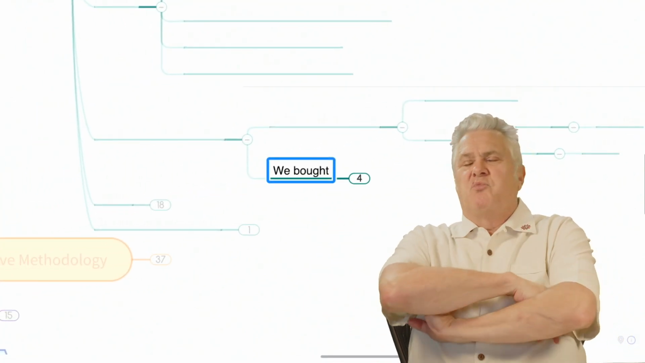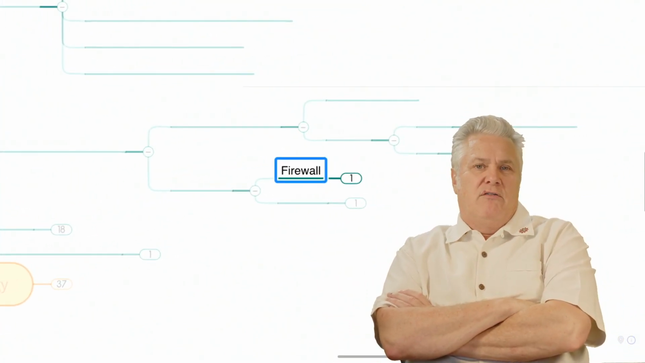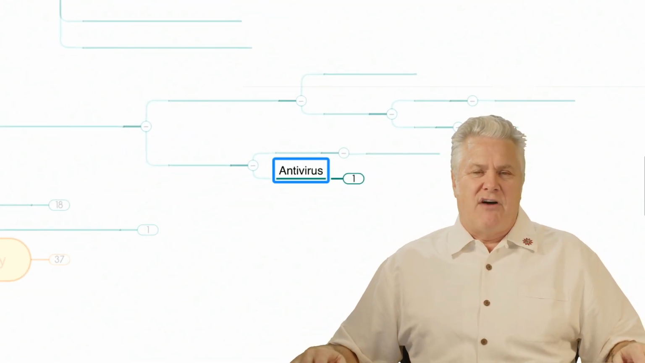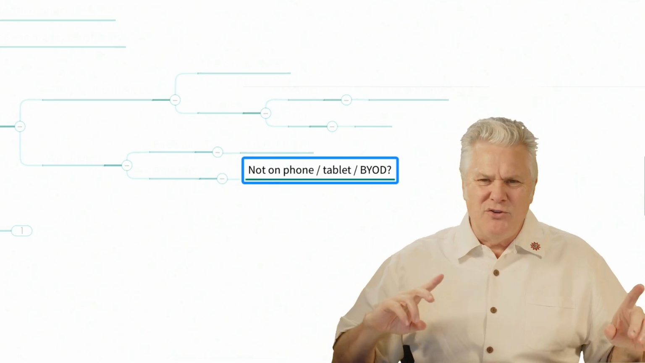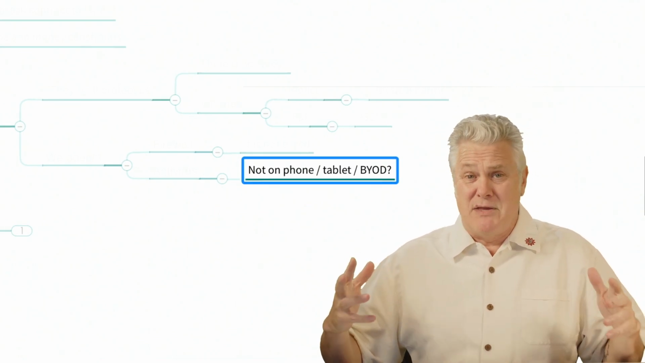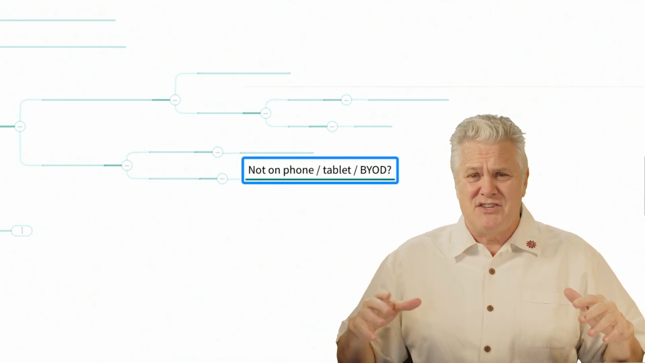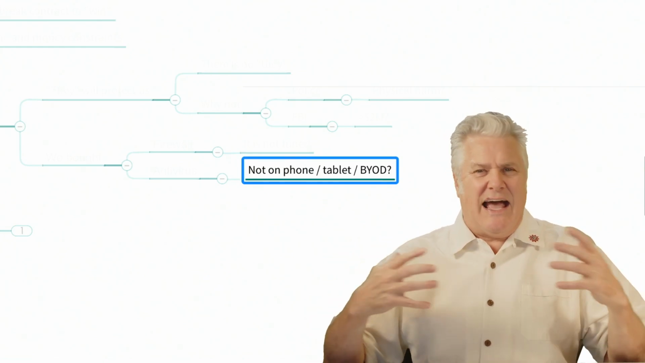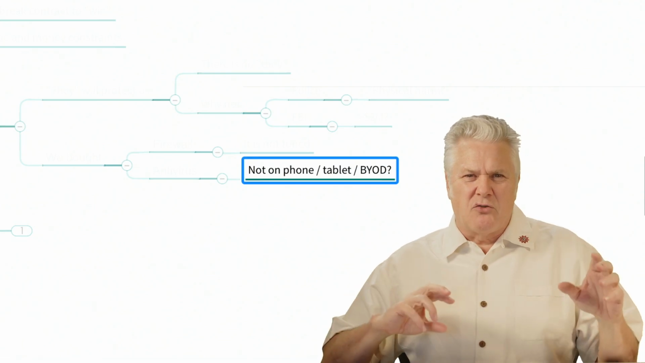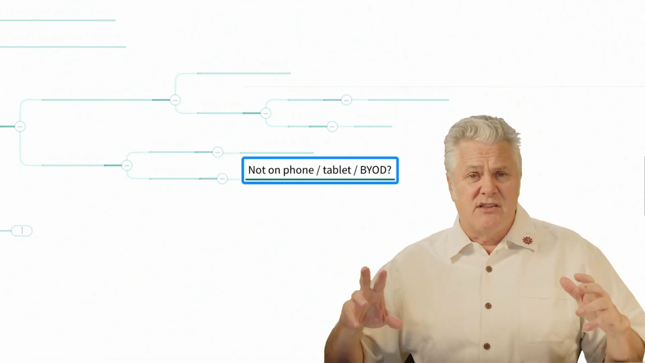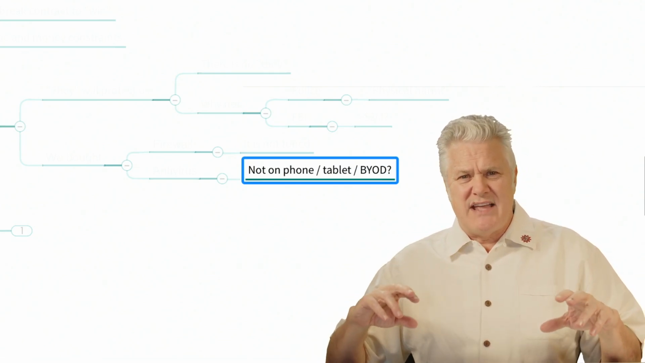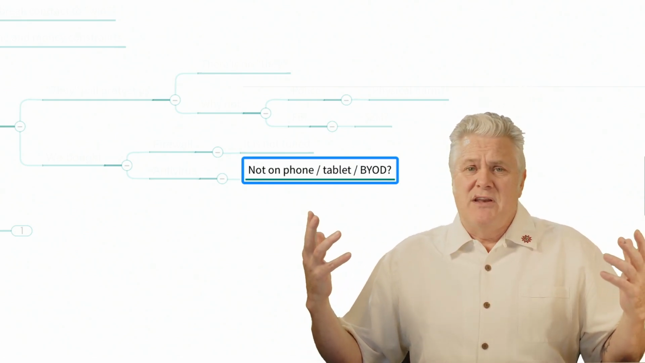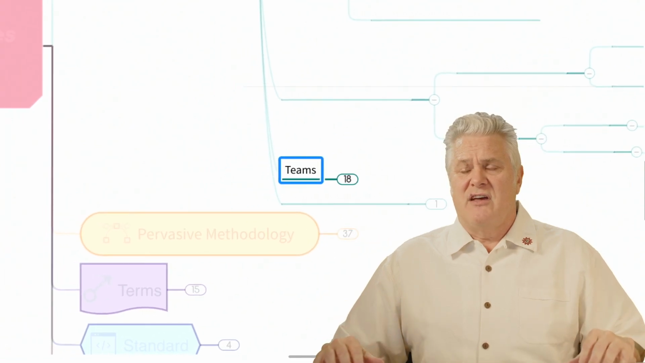The next one I get is, well, we bought a firewall. Yeah, well, the firewall's probably not tuned. Or we bought antivirus. Is that on your phone, your tablet, or any kind of BYOD device in your organization? And the answer is no. Now, we don't want to get adversarial with the client, and we'll talk later on about how you sell to the client. But really what this boils down to is if you've got somebody that doesn't want a penetration test, you go, I got plenty of people that want me to do this penetration test.